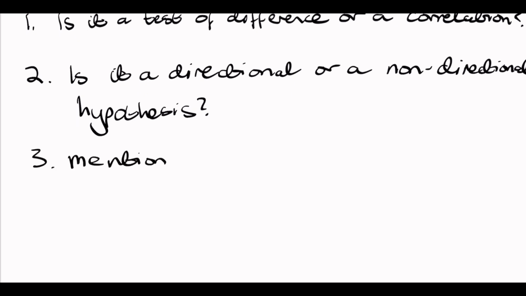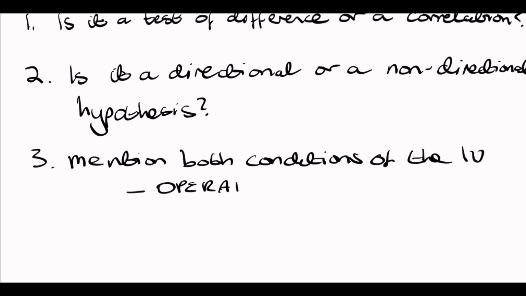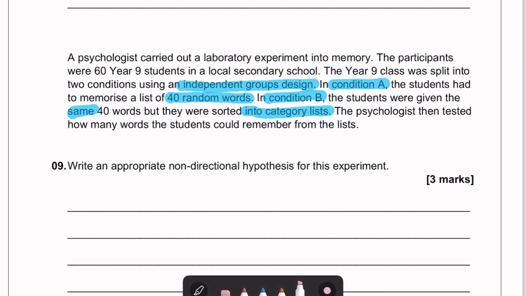Then when we actually write the hypothesis, we need to mention both conditions of the IV, as it is a test of difference, and it must be fully operationalised. So what this means is it must be fully defined. So if we have a look back at the scenario, we can clearly see that the two conditions here are those who memorise a list of 40 random words and those who memorise a list of the same 40 words but organised into category lists.